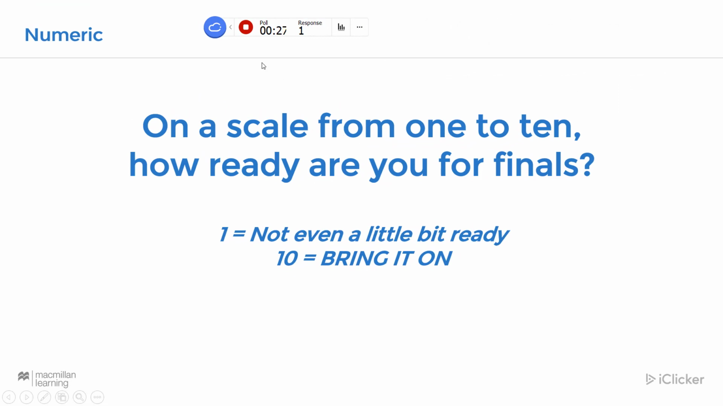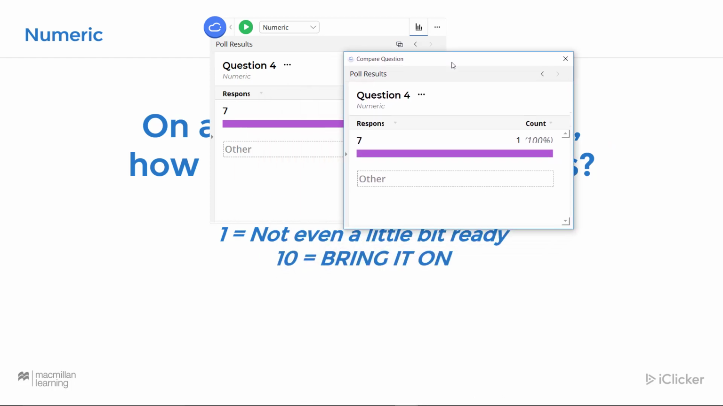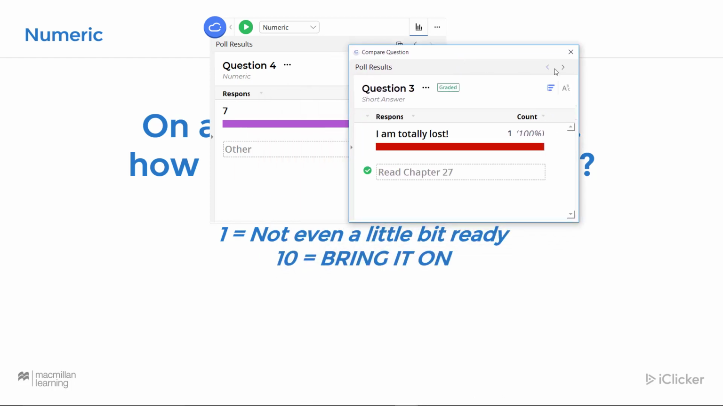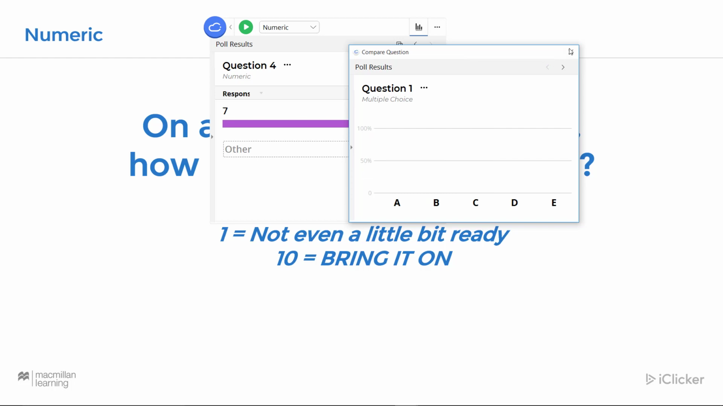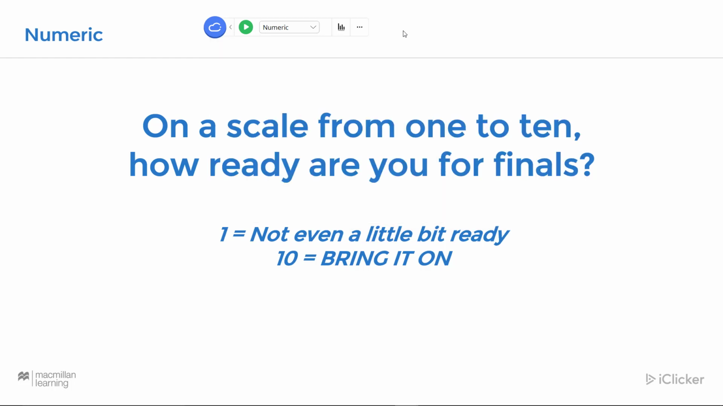When you're happy with the number of responses you've gotten, you can click the Stop button. Again, you can click on the Results button to view how your students have responded. In the results window, you can also click on this Compare button if you want to compare different results to different questions. Clicking the Results button will hide the results. And now you're ready to ask another question. Remember, questions can always be graded after class as well at the Instructor website.